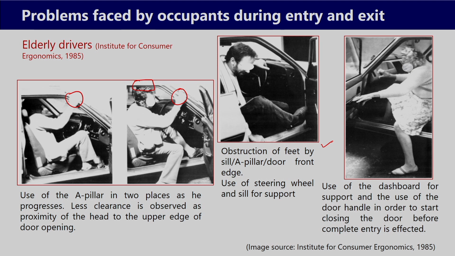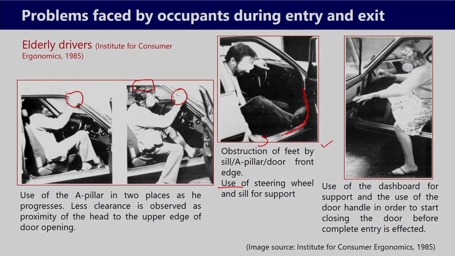the rocker panel, and A pillar or door frontage. So, this portion, rocker panel and the door front portion, this space is relatively less for them, and it creates obstruction for their feet movement. Use of steering wheel and sill for support. So, they prefer to hold the steering wheel and the sill or that rocker panel portion to go inside or come out from the vehicle.